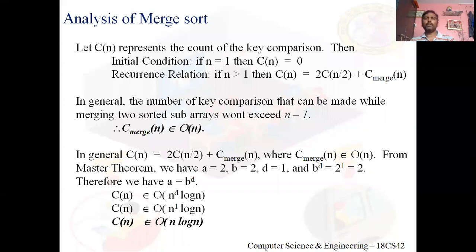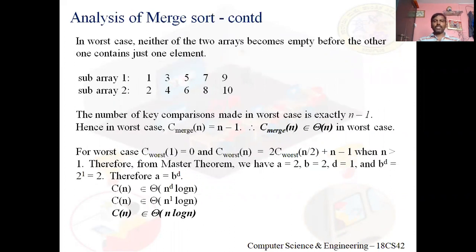Why did I choose big O? Because in Master's theorem I taught big theta. Here it is big O because the merging phase is an upper bound, not more than n-1 comparisons. Got it? So I mean to say merge sort is n log n. So when I talk about the worst case, maximum n-1 comparisons, right? In the worst case, this is the best example.